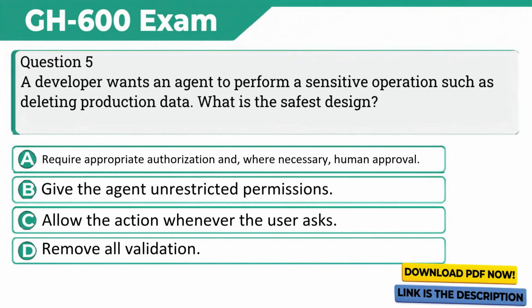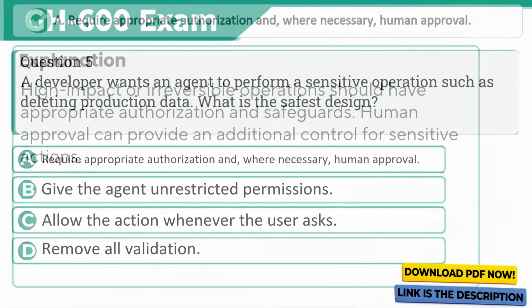Question 5. A developer wants an agent to perform a sensitive operation, such as deleting production data. What is the safest design? A. Require appropriate authorization, and where necessary, human approval. B. Give the agent unrestricted permissions. C. Allow the action whenever the user asks. D. Remove all validation.